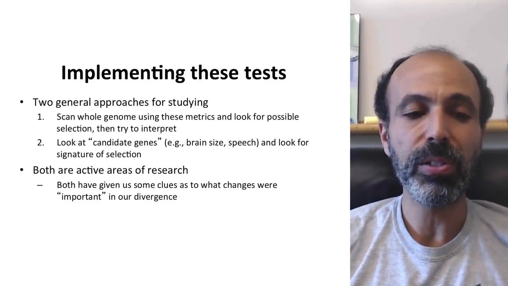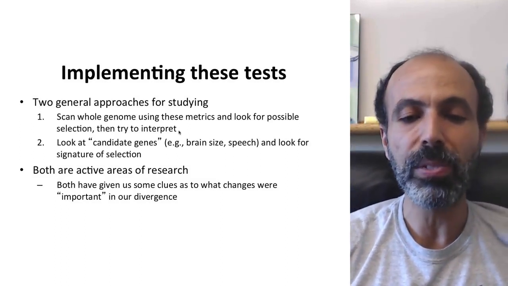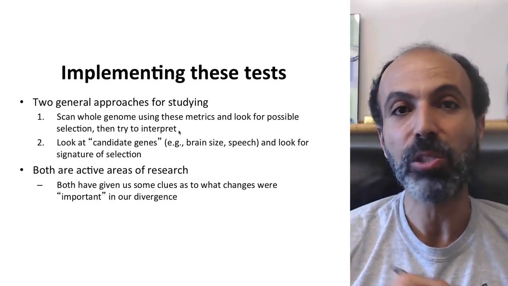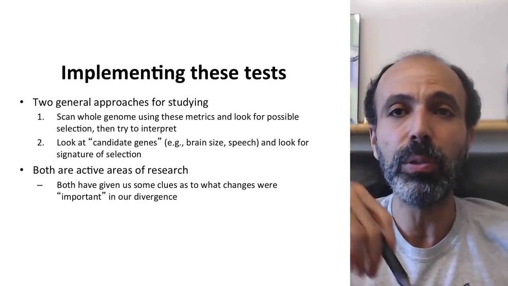But importantly, these are implemented to understand what's going on. There's two general approaches for studying. One is to scan the whole genome using these metrics and look for possible selection and then try to interpret it. Right? So that's like the picture I showed you there showing all the red and blue labeled genes.